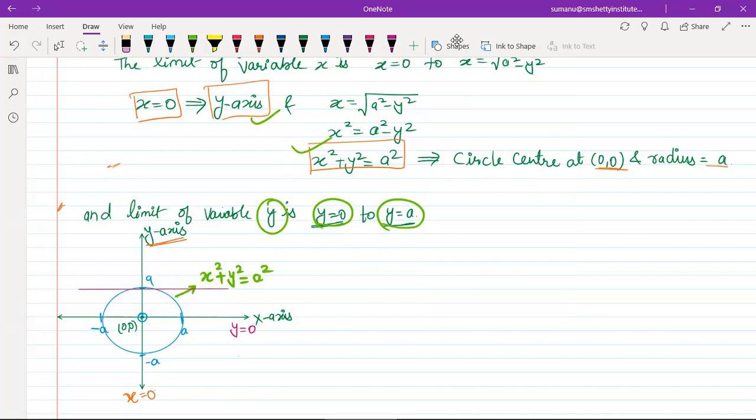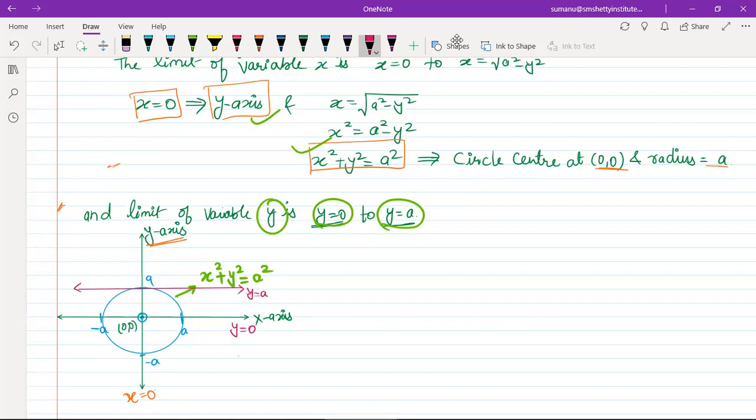Will this be it? Yes, ma'am. Is it the y equals a line? Yes, this is your y equals a. So what will remain on this line? The value of y remains fixed and x varies, so it is a line parallel to the x-axis. Now tell me, what will the common region be?